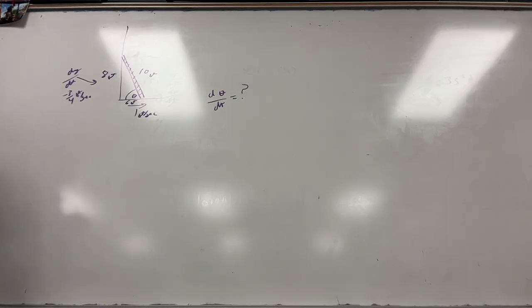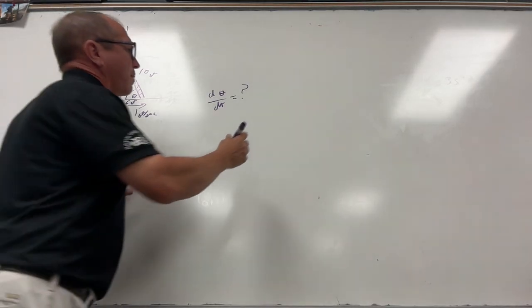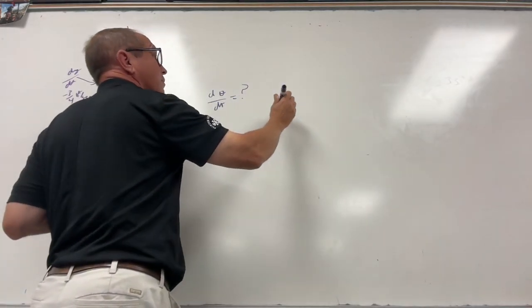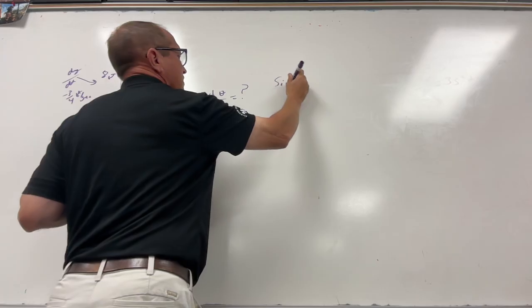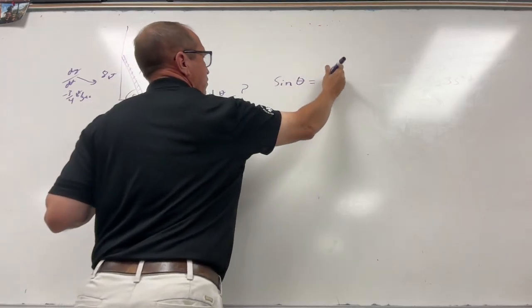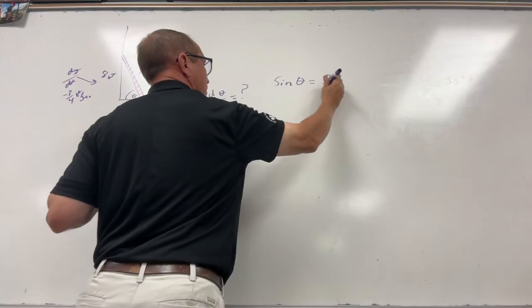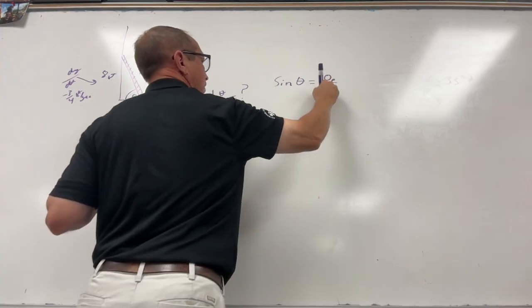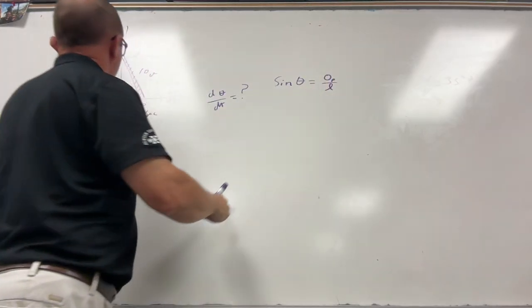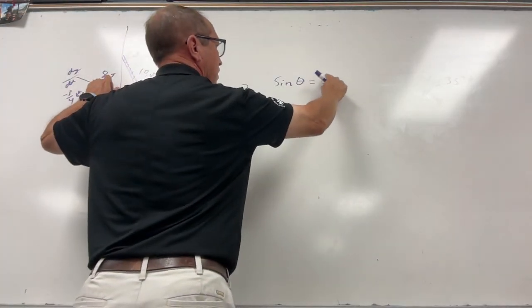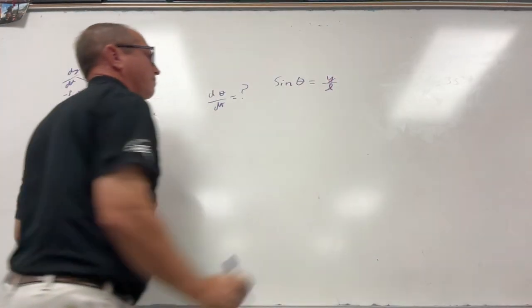answer eventually. So, you said opposite over hypotenuse to start off with, so what trig function does that deal with? Sine. So we have that the sine of theta is equal to the opposite side, and I'm going to call that y. So it's y over L, right, for this drawing?